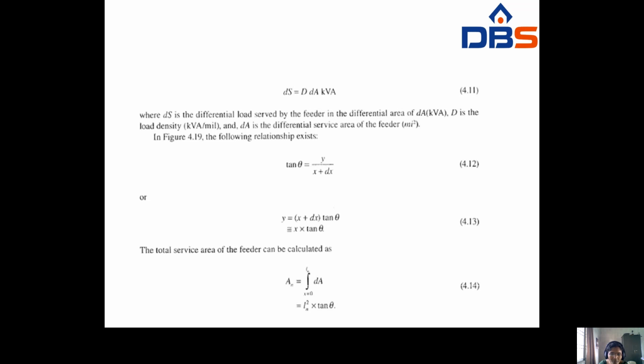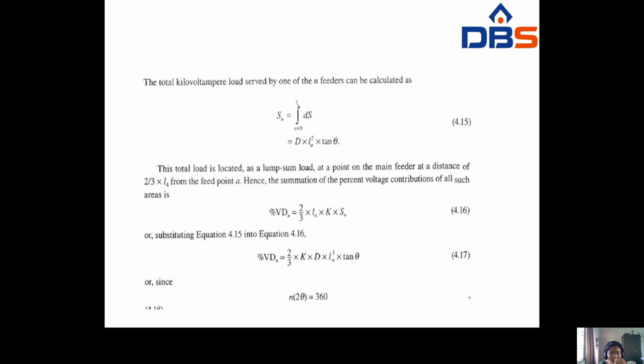So at that time the total service area of the feeder can be calculated as A equal to integral from 0 to Ln of dA, which gives Ln square tan theta. So the total kilovolt ampere load served by one of the n feeders can be calculated as Sn equal to integral from x equal to 0 to Ln of dS. So at that time you can get D into Ln square into tan theta. So that is the dS value. This total load is located as a lump sum load at a point on the main feeder at a distance of 2 by 3 into Ln from the feed point A.